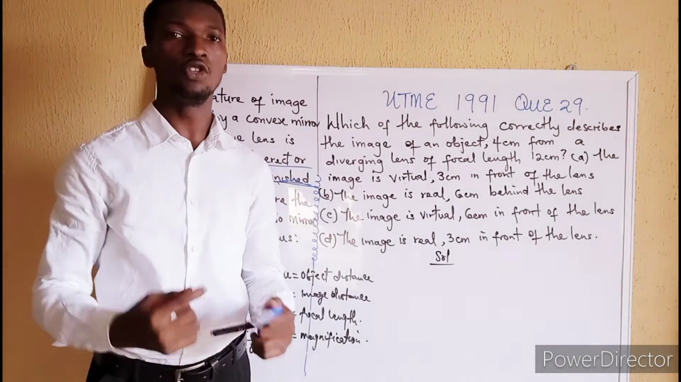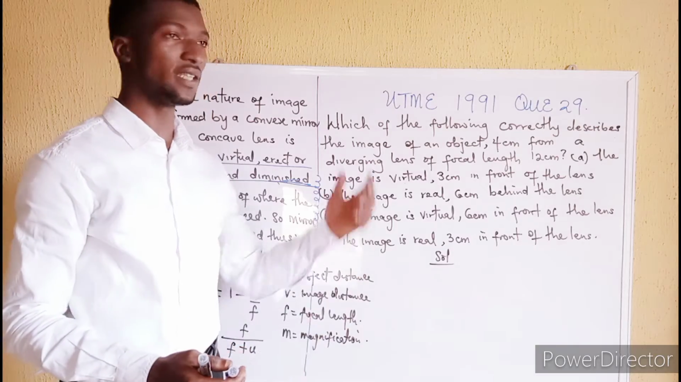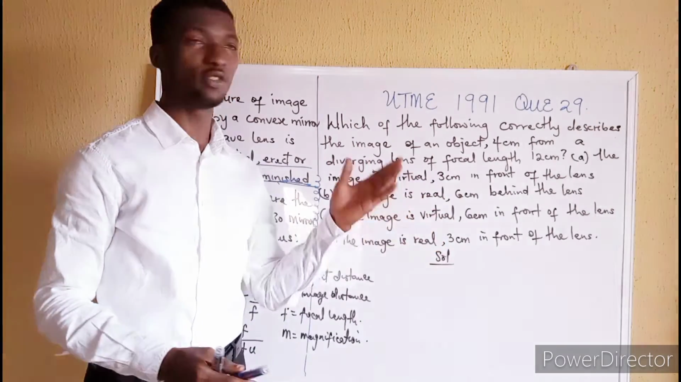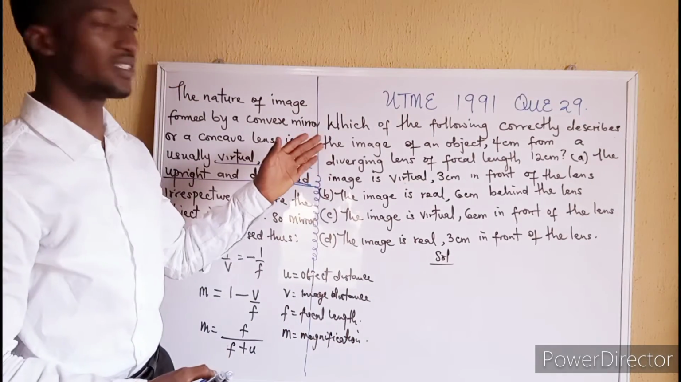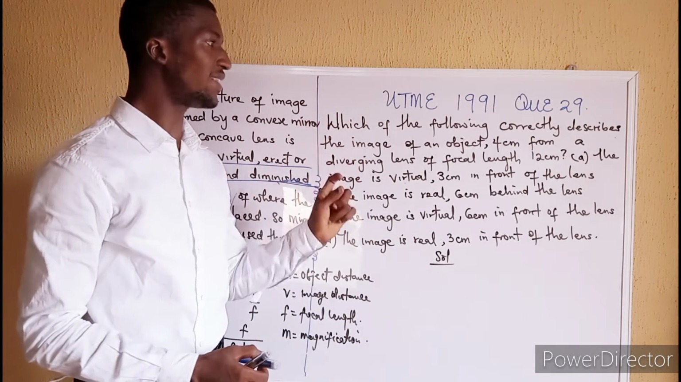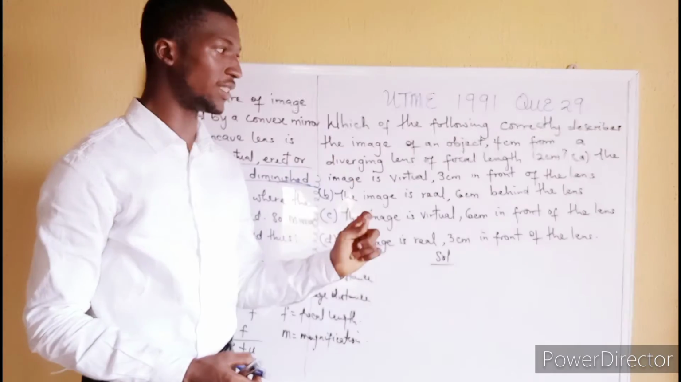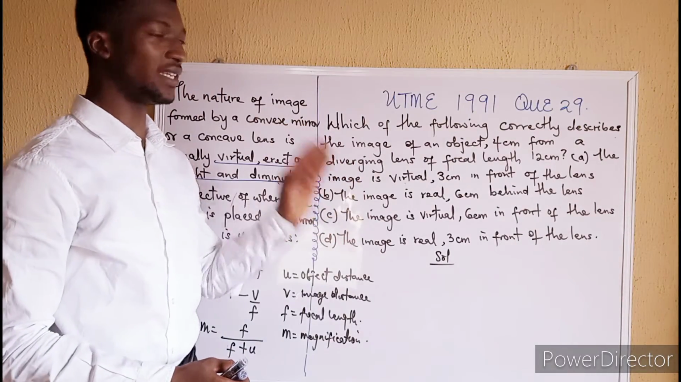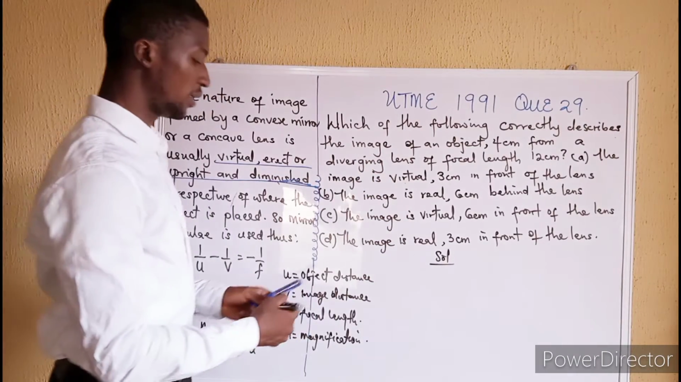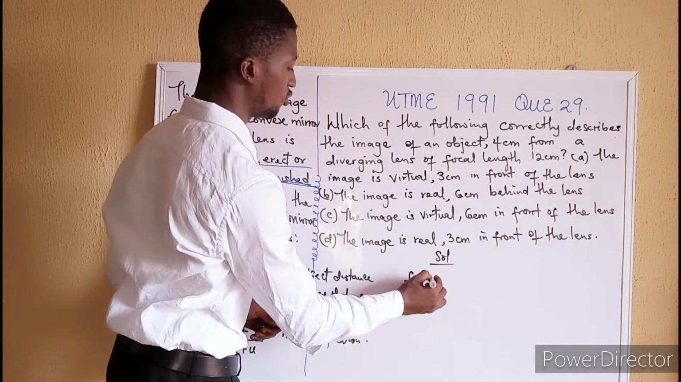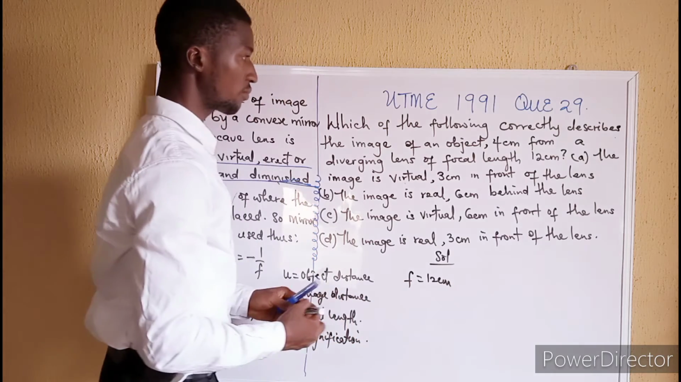Now we're going to treat a UTME question taken from year 1991, question 29. We look at how we solve questions on this aspect. The question states: which of the following correctly describes the image of an object 4 cm from a diverging lens of focal length 12 cm. So we have the focal length to be 12 cm.